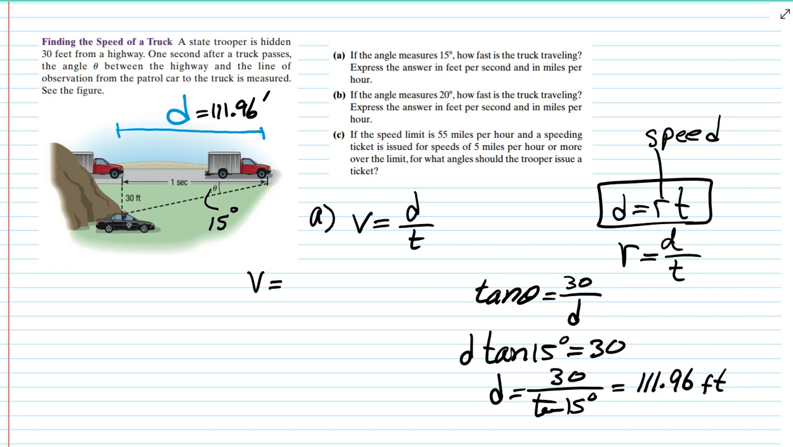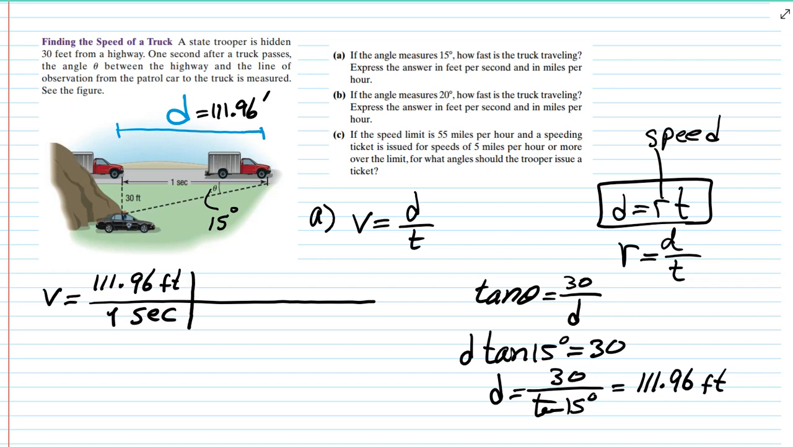That's not bad, right? So it's a good movement. In 1 second, it moved about 112 feet. So what is the velocity going to be? The velocity is going to be d over t. The distance it traveled is 111.96 feet, and it traveled this in 1 second. So the answer to part A in feet per second: the truck is going 111, almost 112 feet per second.